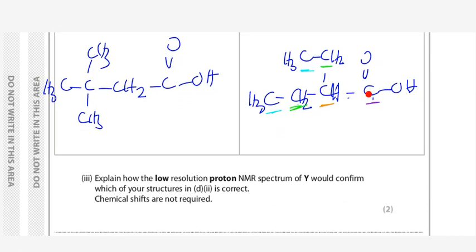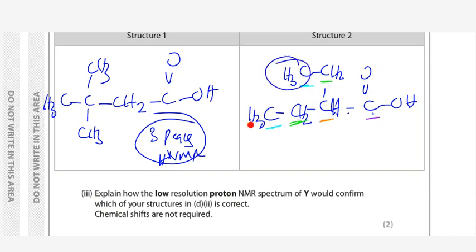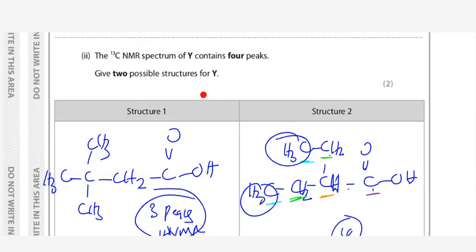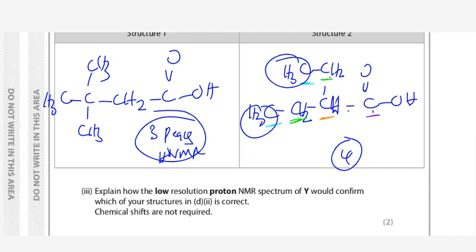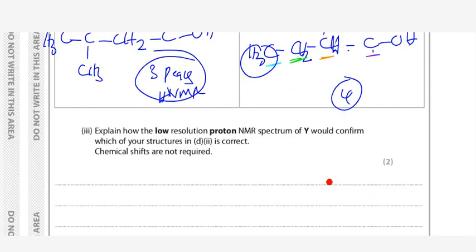Explain how the low resolution proton NMR spectrum of Y would confirm which of the structures is correct. This one will have how many peaks in the NMR? All the hydrogens in the same environment give 3 peaks. The other has 4 peaks. So structure 1 contains 3 peaks and structure 2 contains 4 peaks. Write this: one has 3 peaks, the other one has 4 peaks.